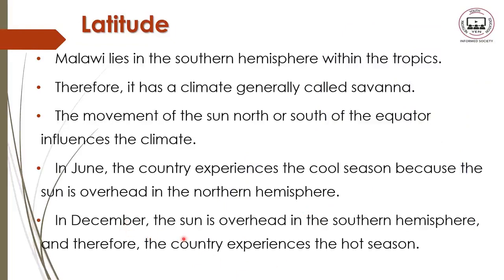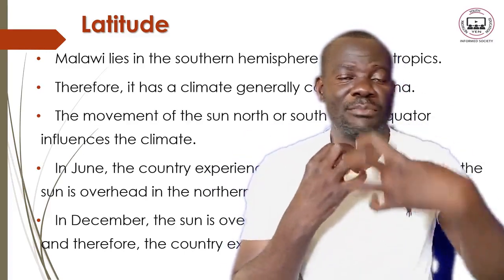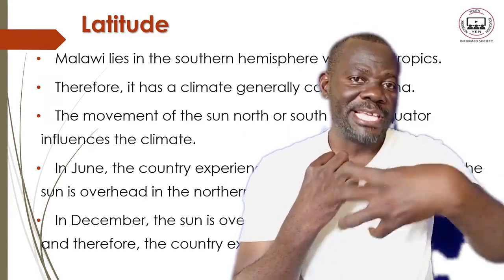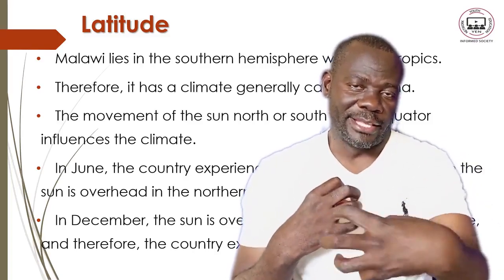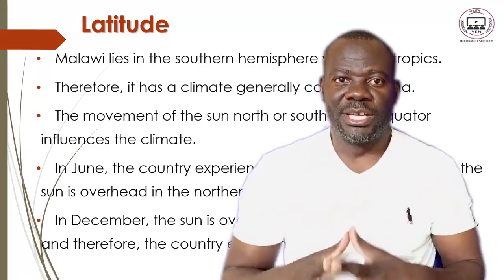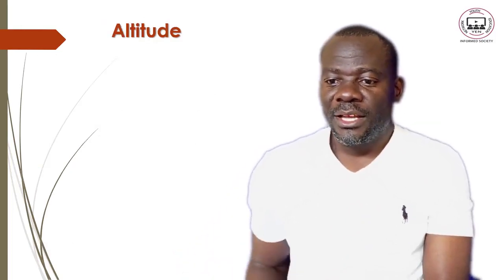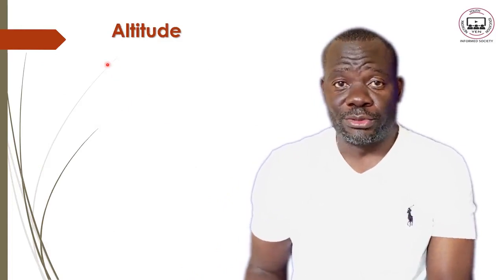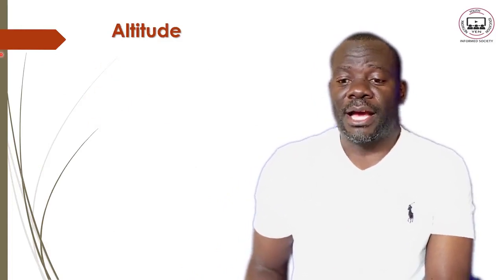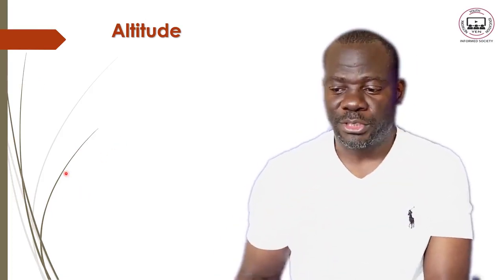In December, the sun is overhead in the southern hemisphere, and therefore the country experiences the hot season. In December, it is very hot in Malawi because the sun is directly hitting the southern hemisphere of the Earth. Now we have looked at latitude as a determining factor of the climate of Malawi. Now let us look at altitude.